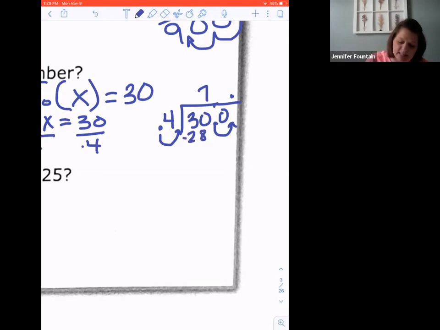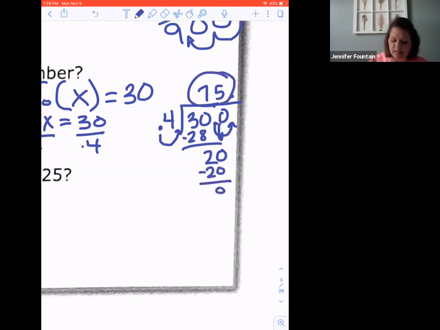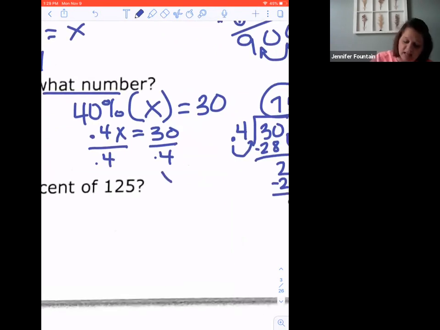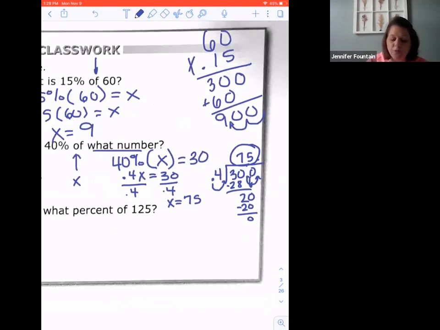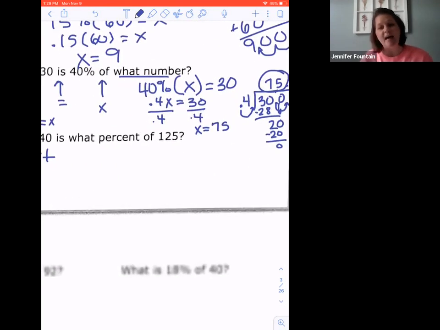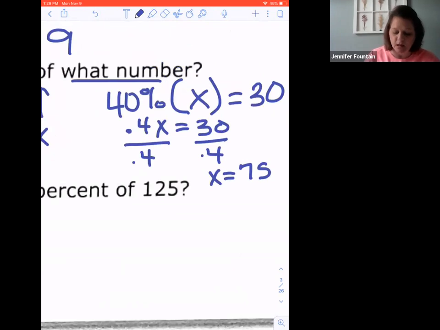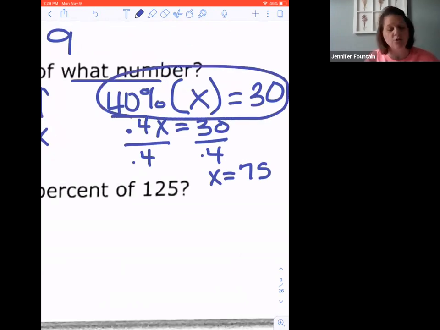7 times 4 is 28. 30 minus 28 is 2. Bring down my 0, and 4 will go into 20 5 times, and 5 times 4 is 20. So now I find that my answer is 75. So x is equal to 75. So 40% of 75 is 30. Okay, so now I can plug it all back in and say 40% of 75 is 30.